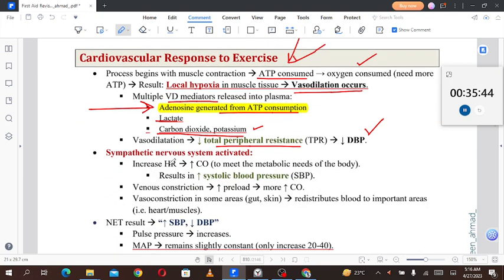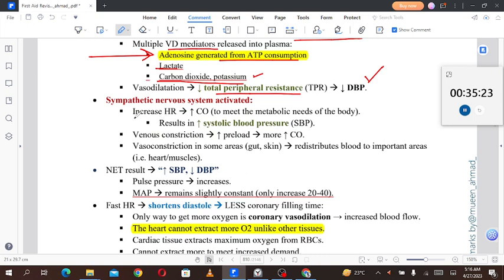The sympathetic nervous system is activated. So the very first thing was the vasodilation. Why was there vasodilation? Because ATP is consumed, oxygen is consumed, we need more ATP, local hypoxia will be there, and hypoxia is a potent vasodilator. On top of that, mediators of vasodilation are being released, which include adenosine, lactate, carbon dioxide and potassium. With the sympathetic nervous system activated, there will be increased heart rate, that will lead to an increase in cardiac output to meet the metabolic needs of the body.